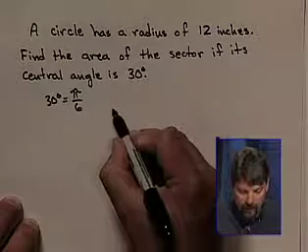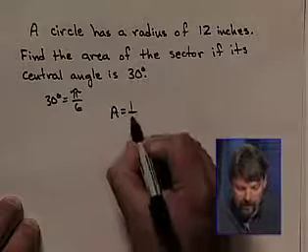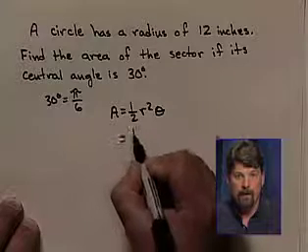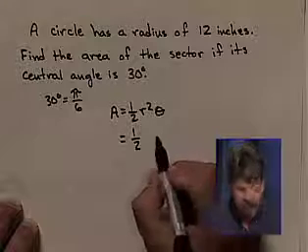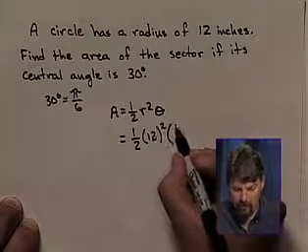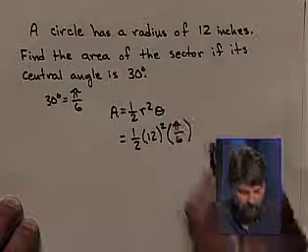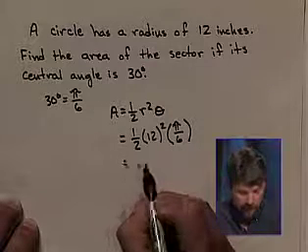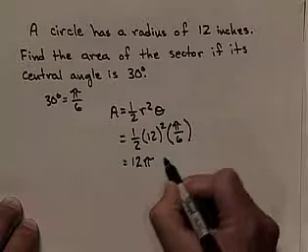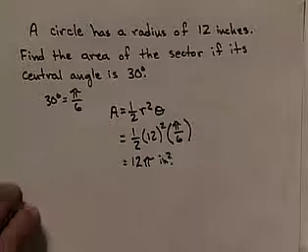Our formula is area equals 1/2 r squared theta. So the area will be 1/2. The radius is given to be 12 inches, so that's 12 squared, and theta in radians is pi over 6. So if we simplify this, we get 12 pi inches squared, or square inches. Okay, let's take a look at another example.